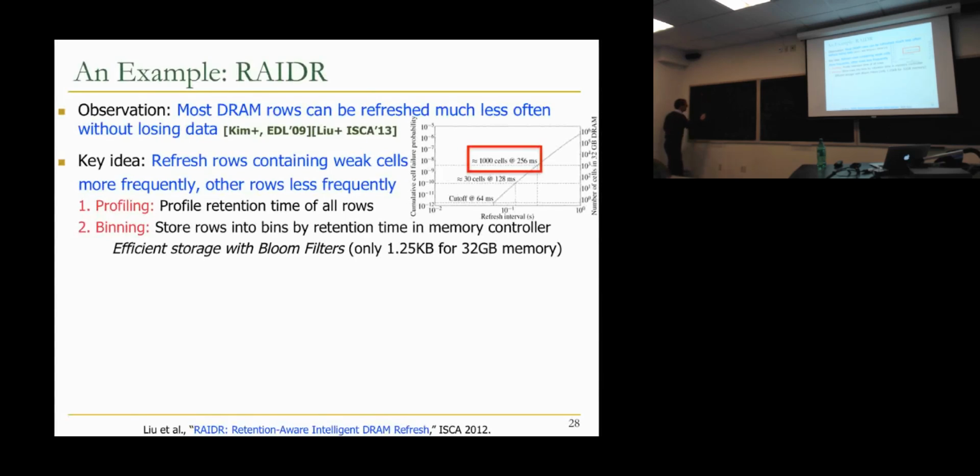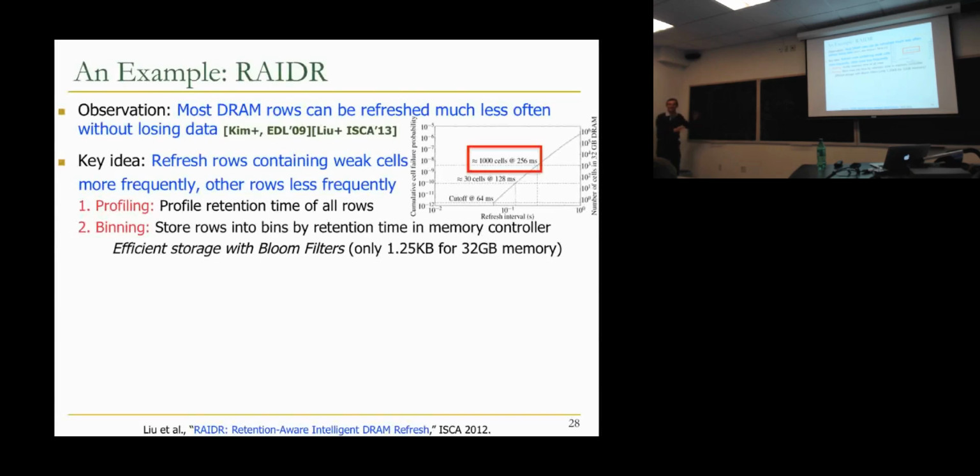Let's say we have how many rows? 0 through 1 million minus 1, right? If you want to know whether a row needs to be refreshed every 256 milliseconds or every 64 milliseconds, you can keep a bit for each row saying it needs to be refreshed every 64 milliseconds, right? If the bit is not set, then you're going to refresh it every 256 milliseconds.